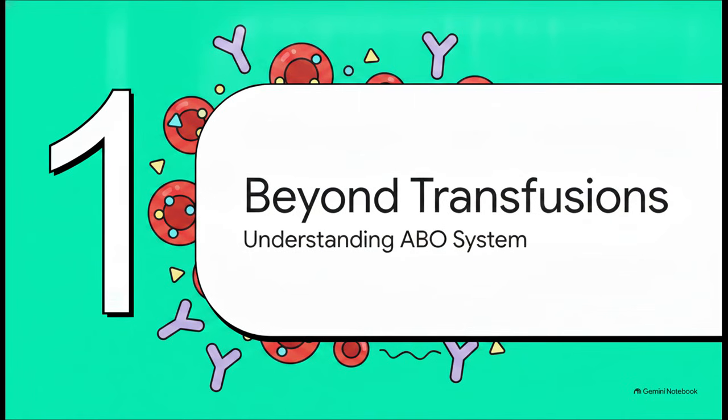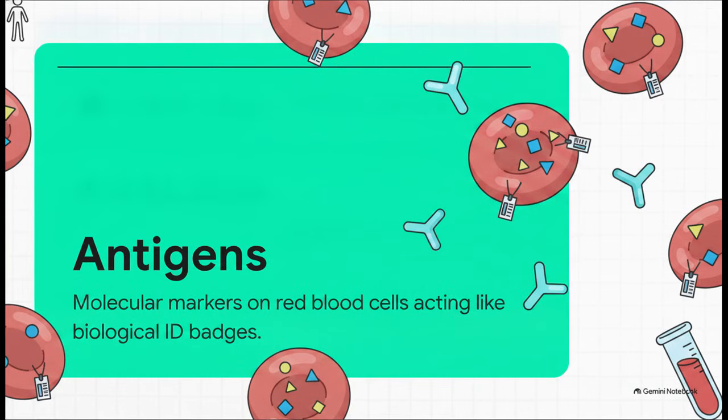All right, setting the stage. Beyond the blood transfusion, understanding the ABO system. To really get blood groups, we have to shrink down to a microscopic level and talk about antigens. These are tiny molecular markers found right on the surface of your red blood cells, and they act exactly like biological identification badges. Think of them as little name tags worn by your cells, basically telling your immune system, hey, I belong here. If your immune system spots an antigen badge it doesn't recognize, it produces antibodies to attack it. And that is exactly why mixing incompatible blood types during a transfusion is so incredibly dangerous.